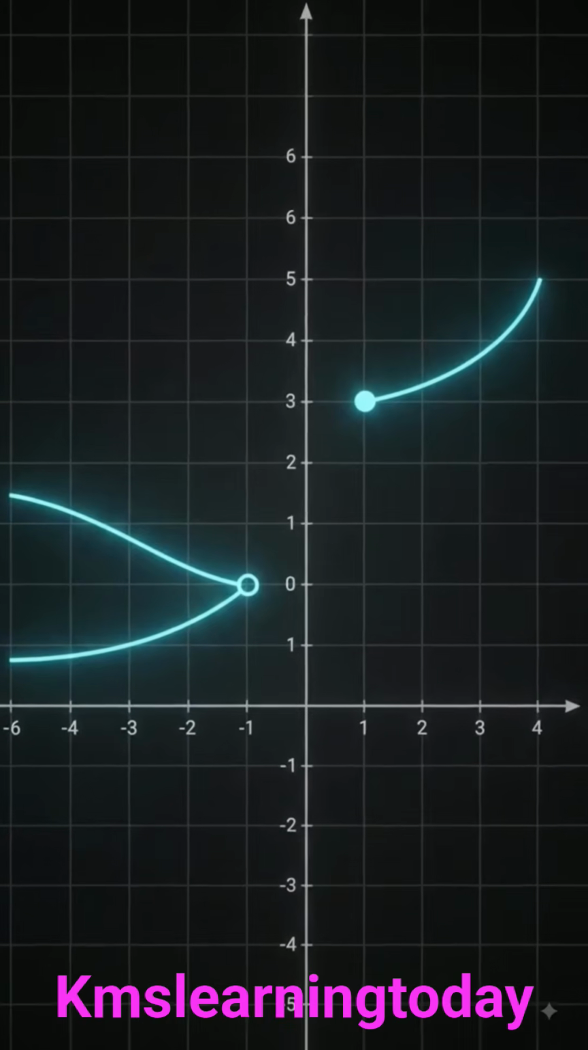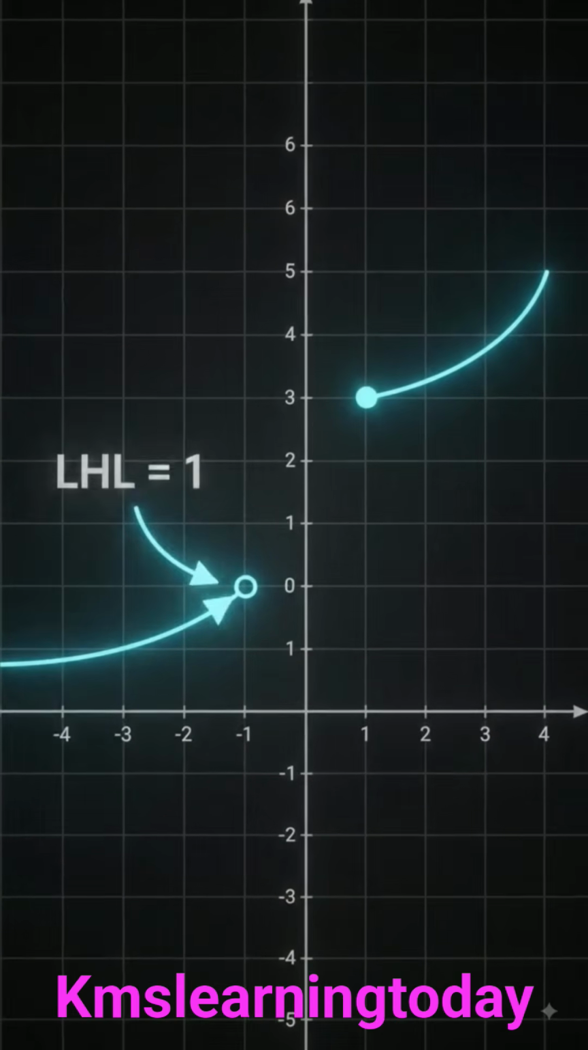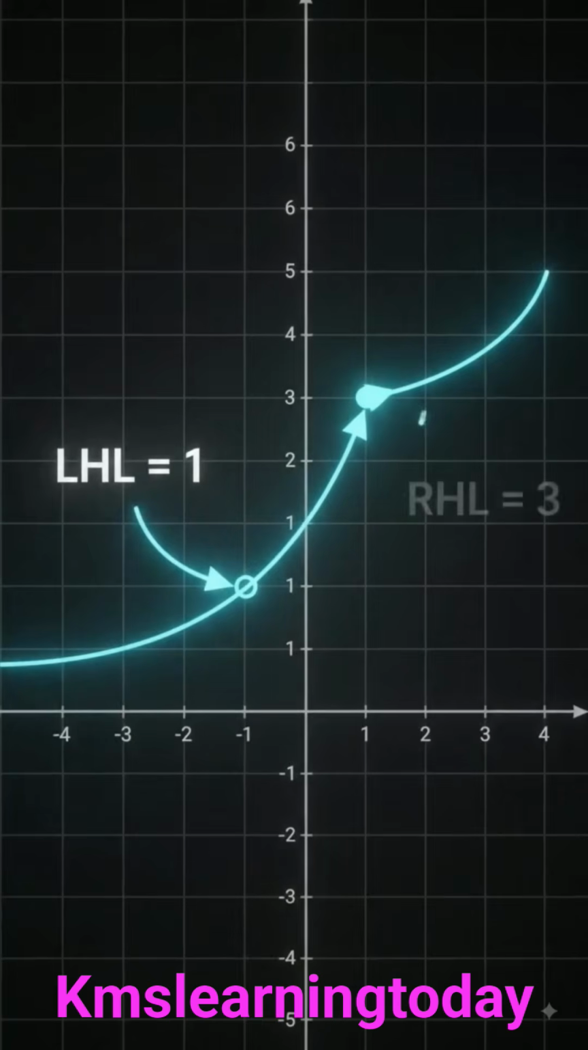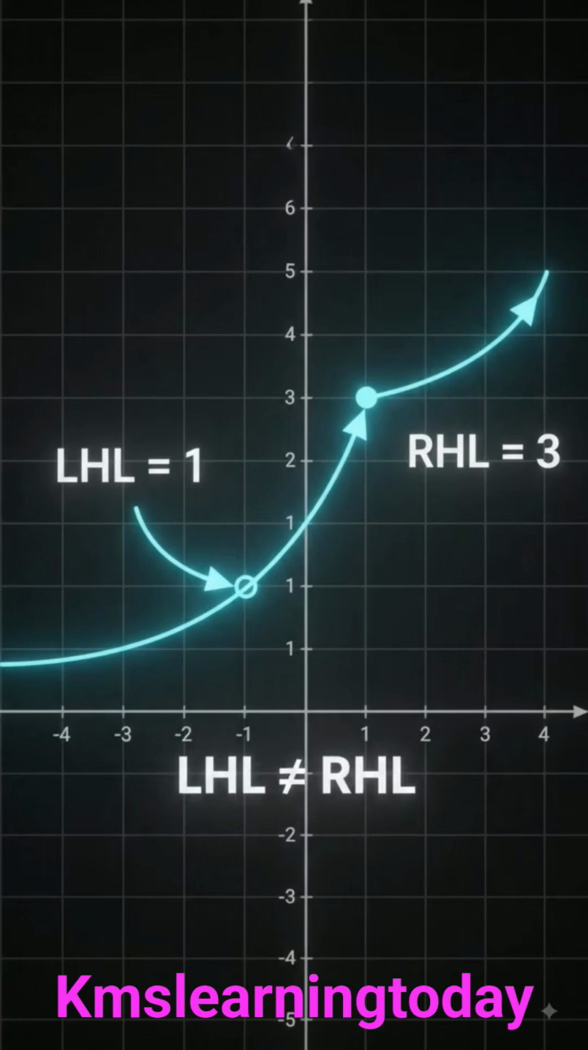A jump discontinuity occurs when the left-hand and right-hand limits are different. Here, the left-hand limit is 1 and the right-hand limit is 3. Since the two limits do not agree, the limit does not exist and the function is discontinuous at 1.